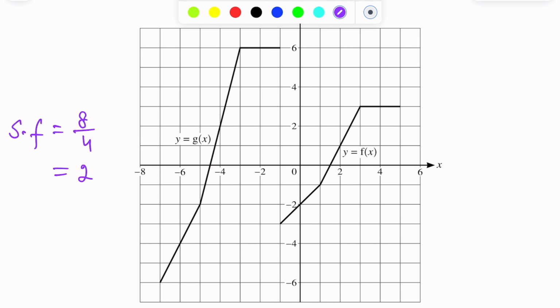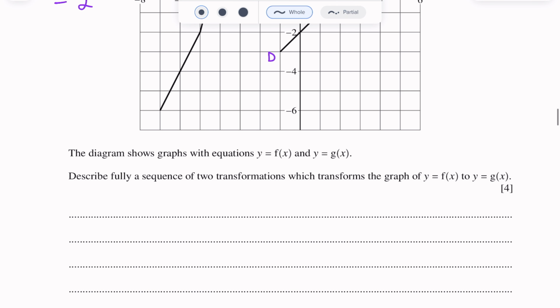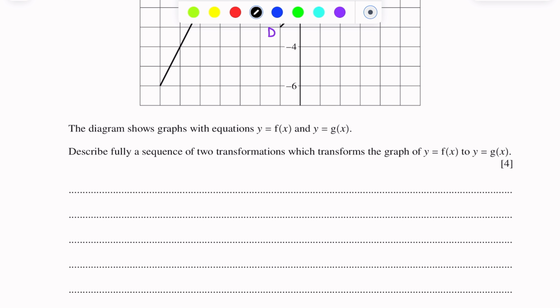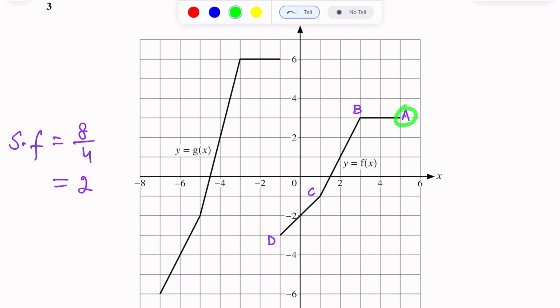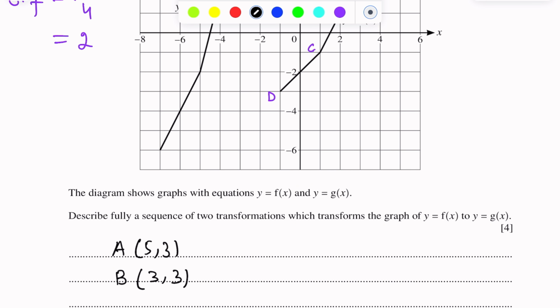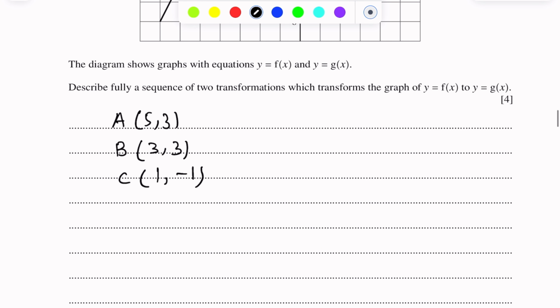So first we mention these points of the original figure. Let this point be A, this is B, this point is C, this point is D. Now we write here the coordinates of these points A, B, C and D. A is (5, 3), B is (3, 3), C is (1, -1), D is (-1, -3).